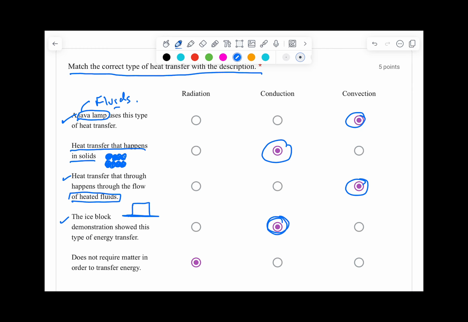Now, one of the things that you'll do as you go through this remediation, as you prepare for the retake, is that you will spend a lot of time with vocabulary, and radiation, conduction, and convection are parts of that vocabulary. All right, last one right here.